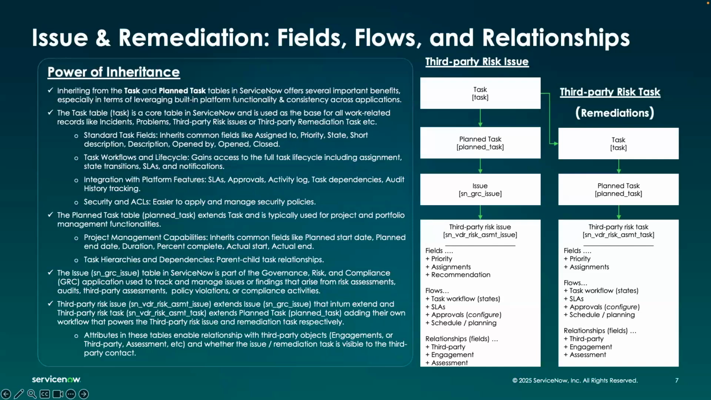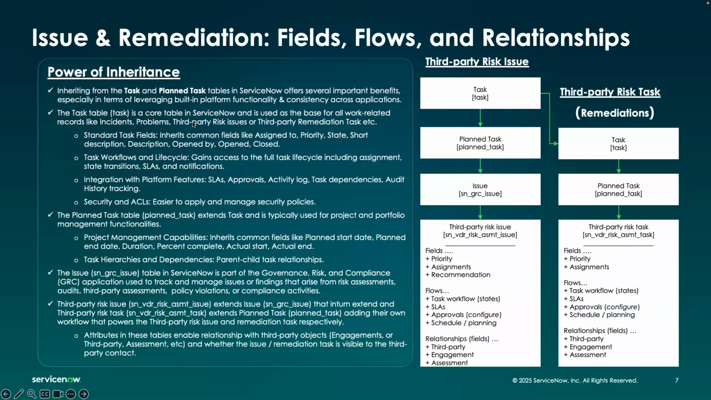All right, let's take a closer look at the underlying data structure for third-party risk issues and remediation tasks in ServiceNow and how the platform architecture supports a powerful, flexible workflow. In ServiceNow, both issues and remediation tasks inherit from the core platform tables, specifically the task table and, more specialized, the planned task tables. Starting at the foundation, the task table is the backbone for all work-related records in ServiceNow.